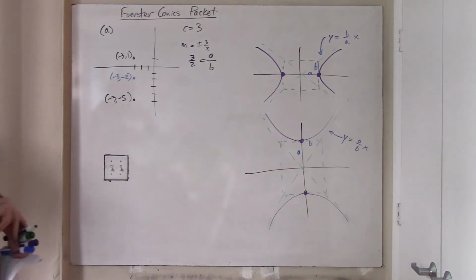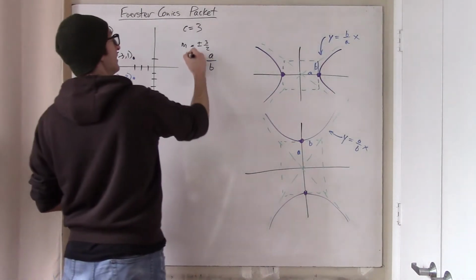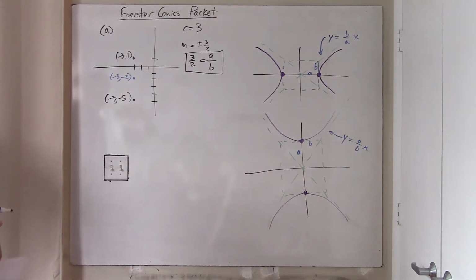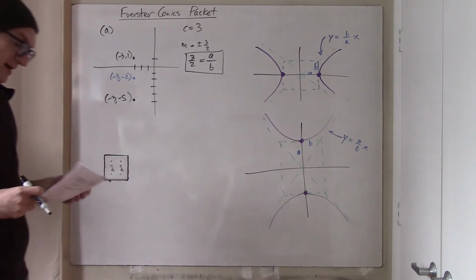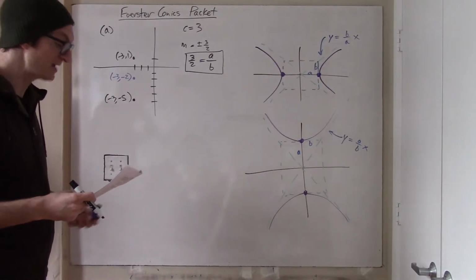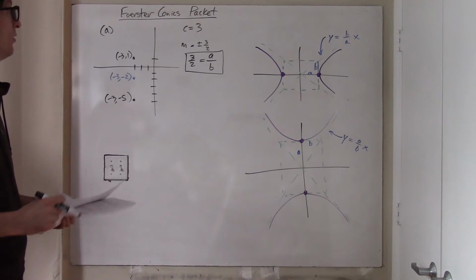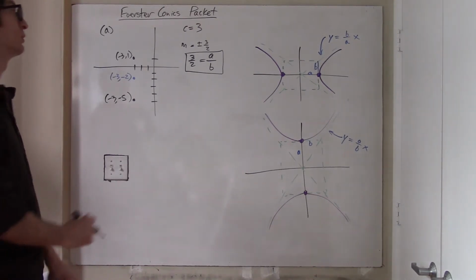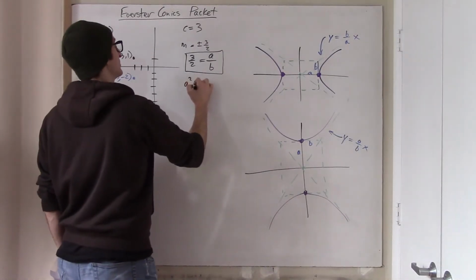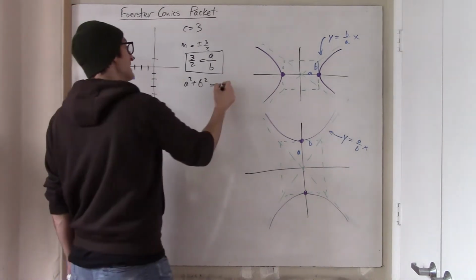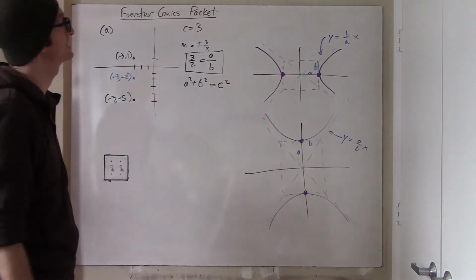Alright, this was an extremely long-winded way of saying that this is the fact that you have to extract from this problem in part A, that 3/2 is a over b. Okay, and this is one of the most difficult problems on this page, perhaps, because what now? Well, do I have enough information to find a and b? I do, because I also know that a squared plus b squared equals c squared for a hyperbola.